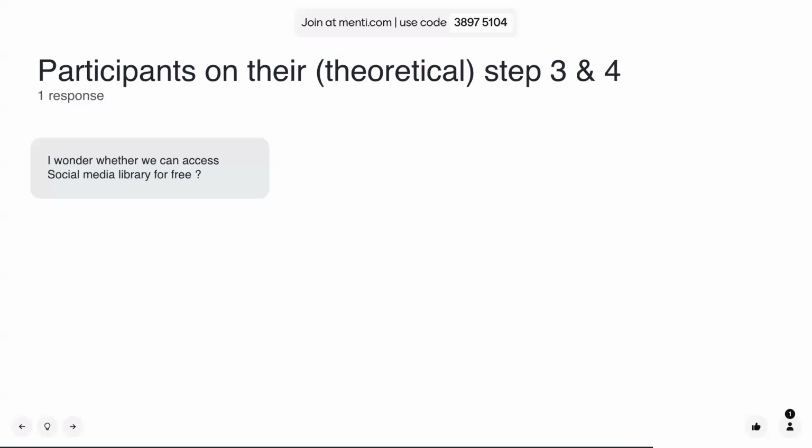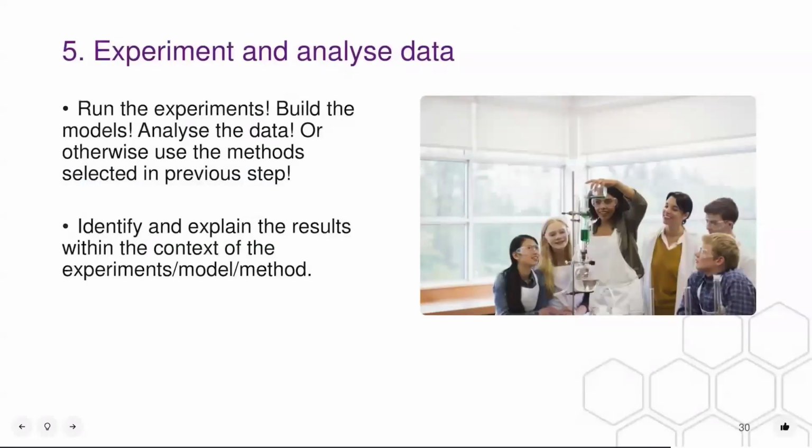Okay, so let's move on. For step 5, we will experiment and analyze the data. You will be running the experiments, building the models, and analyzing the data, or otherwise just using the methods that you selected in the previous step. Then you're going to want to identify and explain the results within the context of the model or the method that you've used.